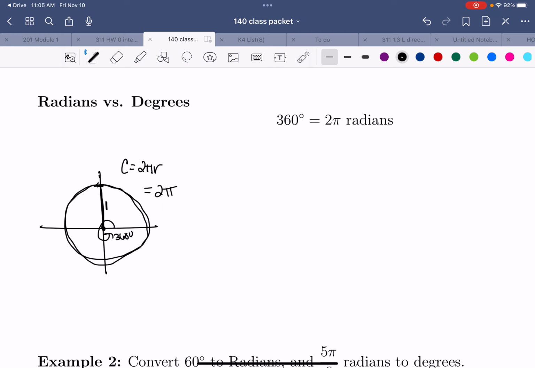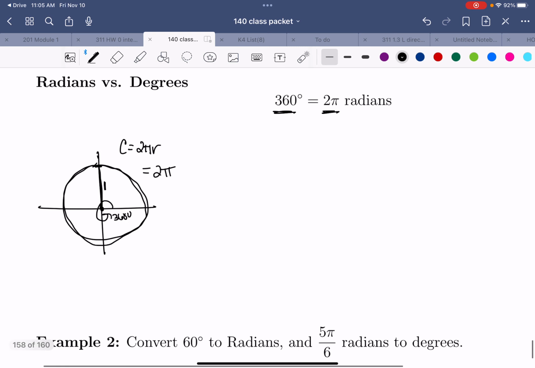So radians means that we're going to match up the number of the angle measure to the length of the curve on the outside, okay? And so we're going to take that 360 and match it up to 2 pi radians. So 360 degrees is equal to 2 pi radians. If we're going to convert an angle measure from degrees to radians, here's how we would do that. We're going to use this ratio and set up proportions.